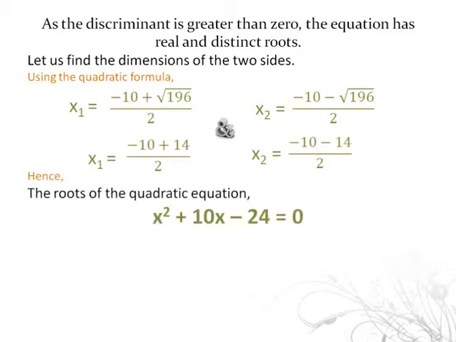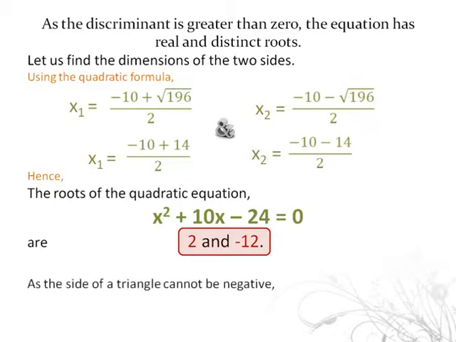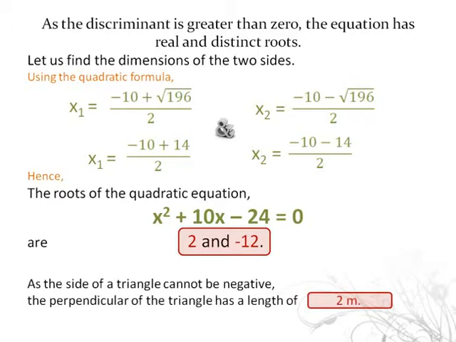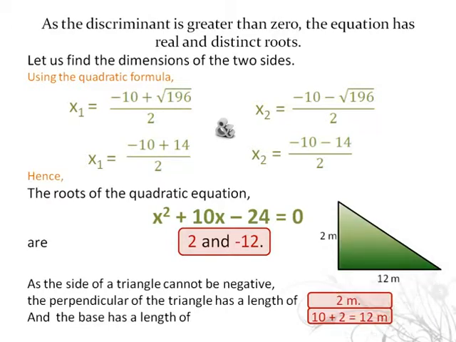Hence the roots of the quadratic equation x square plus 10x minus 24 equal to 0 are x1 equal to 2 and x2 equal to minus 12. As the side of a triangle cannot be negative, the perpendicular of the triangle has a length of 2 meters. And from the question we have the information that the base has a length of 10 meters more than the perpendicular, so this becomes 10 plus 2 equal to 12 meters. So this triangular playground has a perpendicular length of 2 meters and a base of 12 meters.